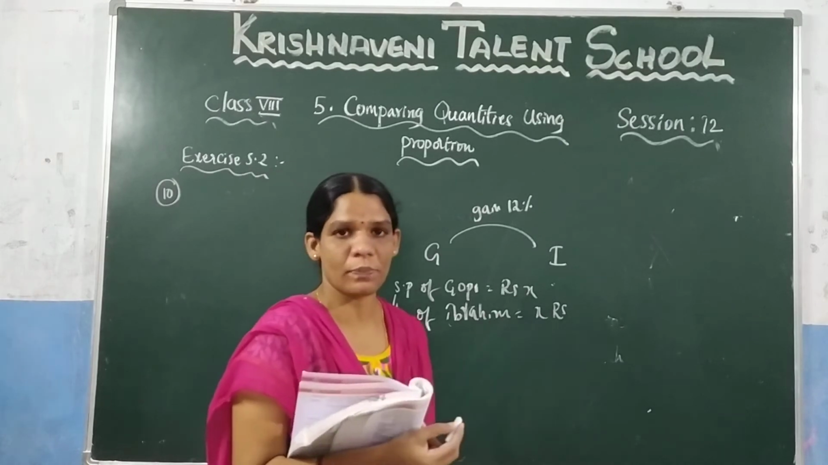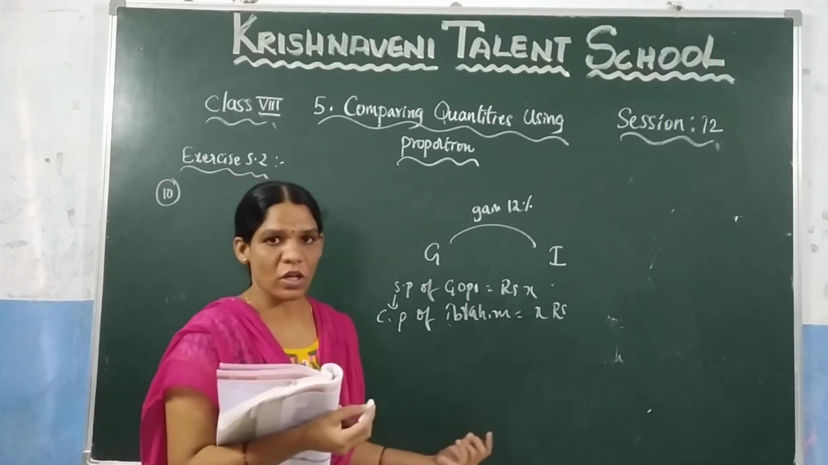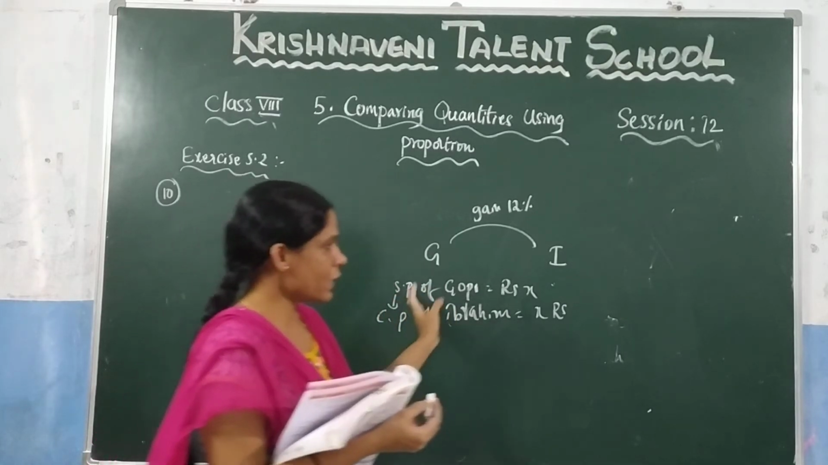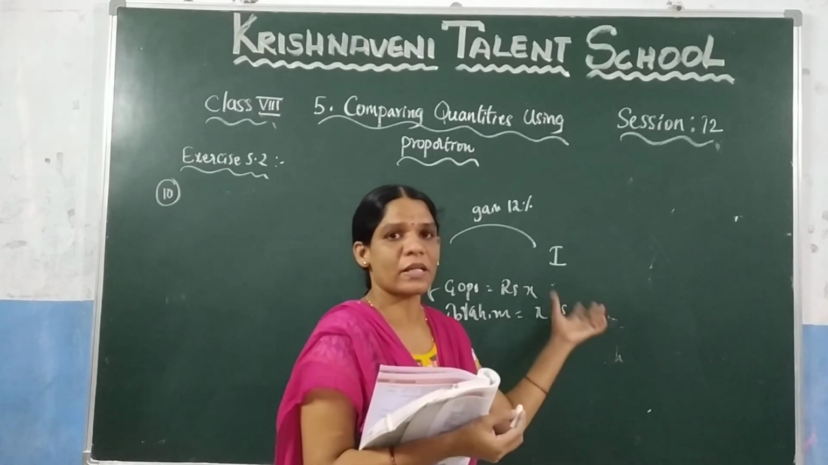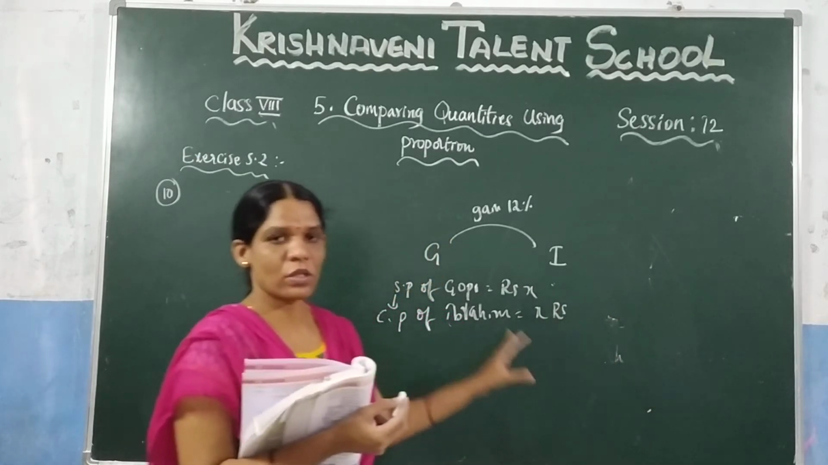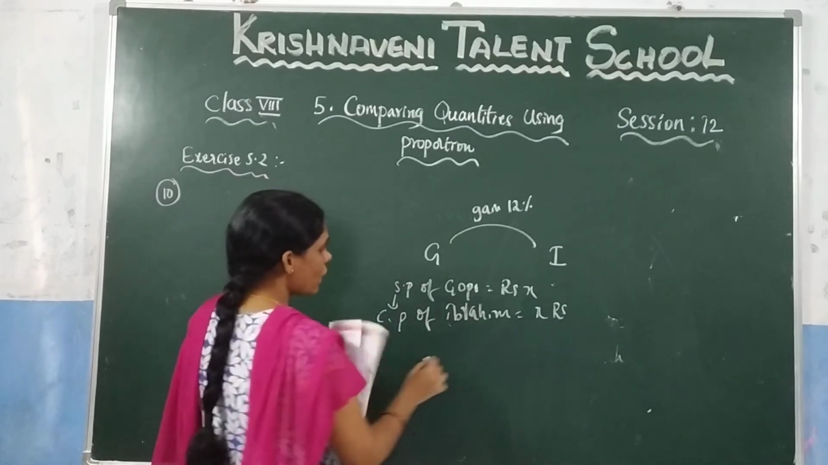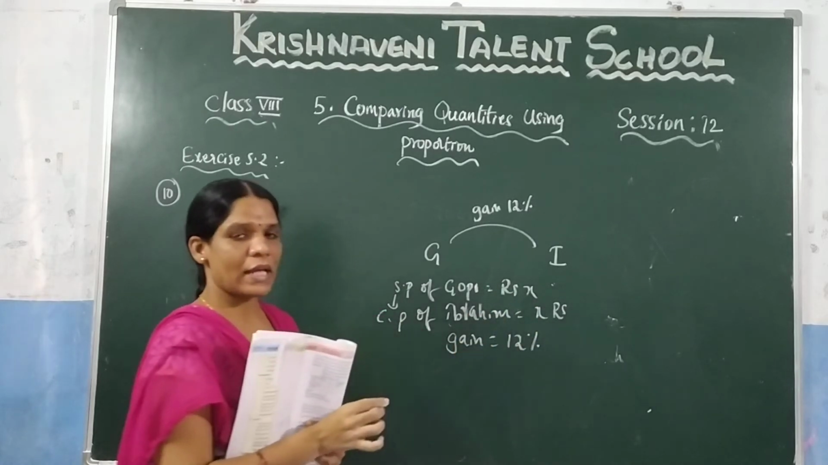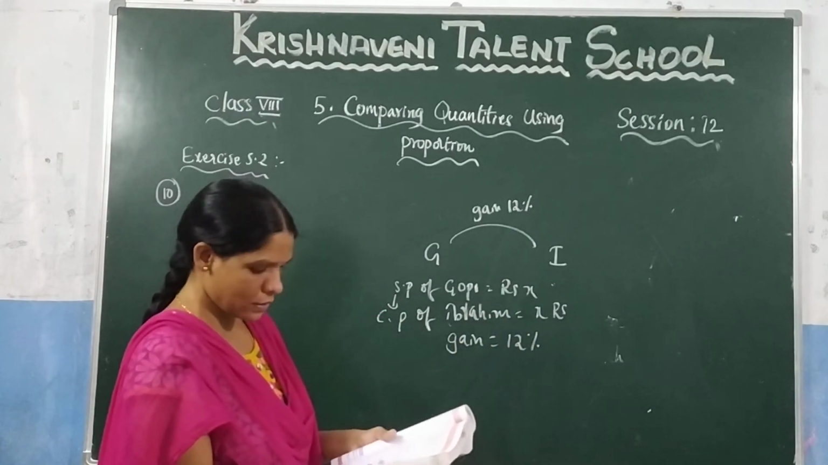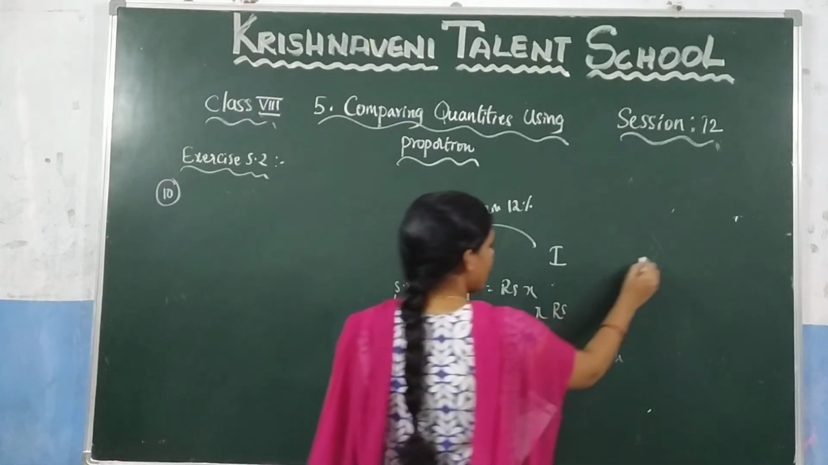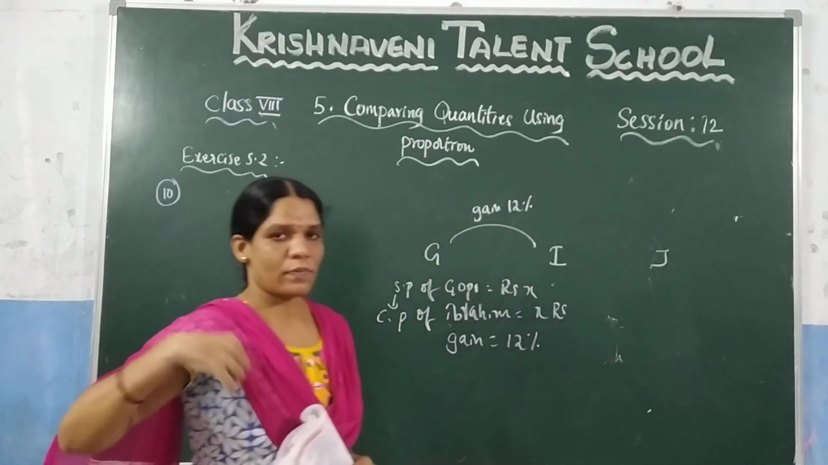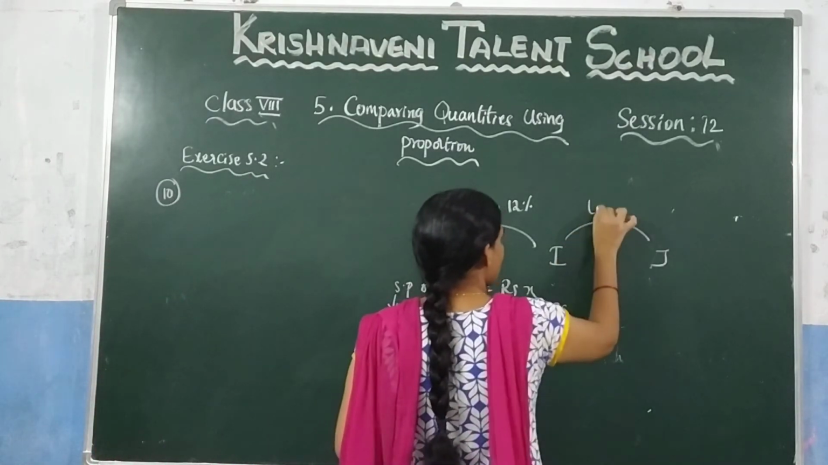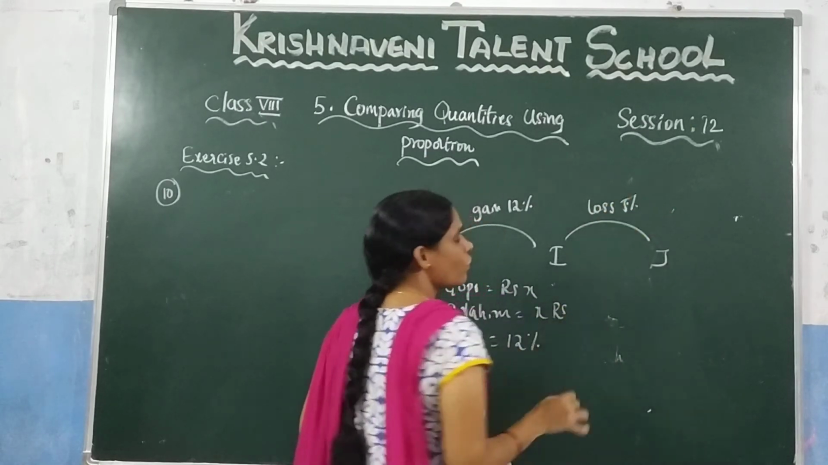Gopi sold a watch to Ibrahim. Since Gopi is selling the watch, it will become the selling price according to Gopi. But since Ibrahim is taking this watch, it will become the cost price of Ibrahim. So that is what they have given. And the gain is 12%. And again, Ibrahim sold to some other person, which is nothing but John. Ibrahim sold that watch to John at a loss of 5%. So again, the same watch he sold to John at a loss of 5%.